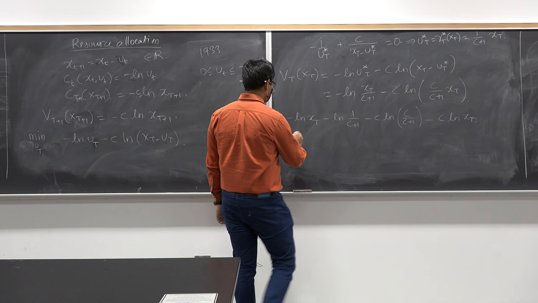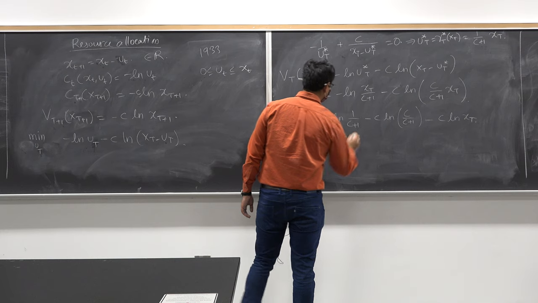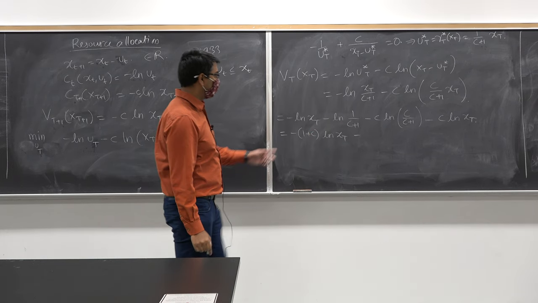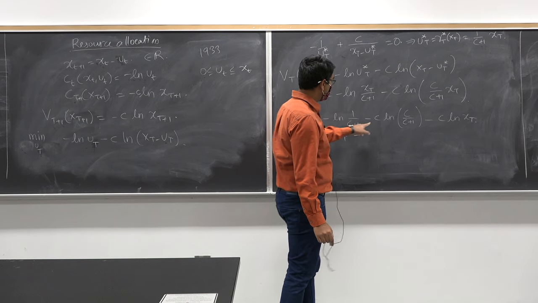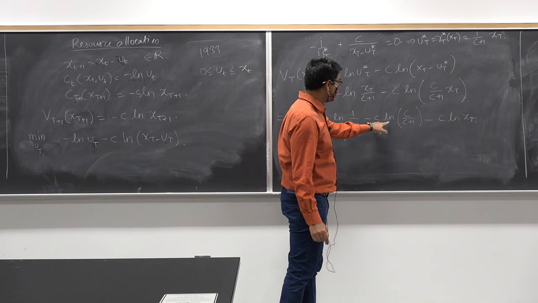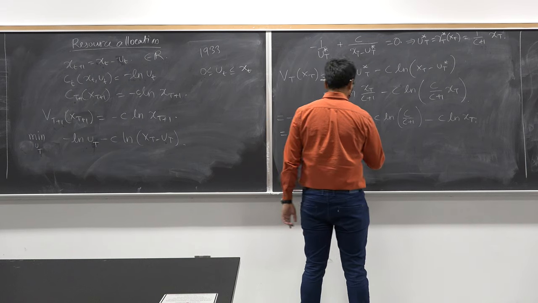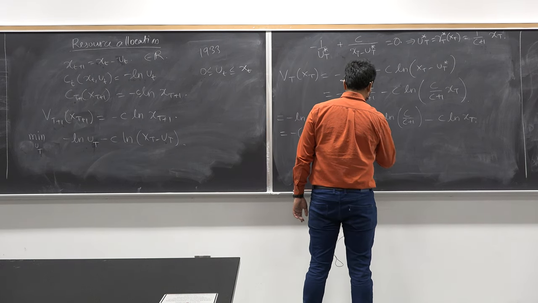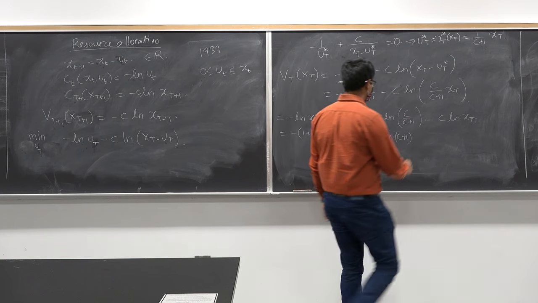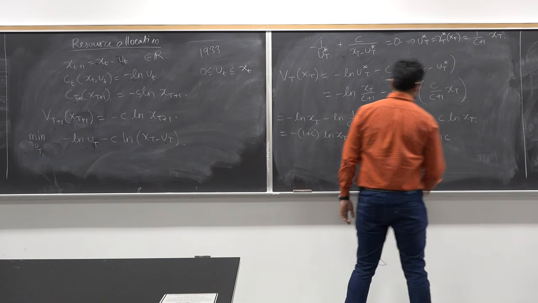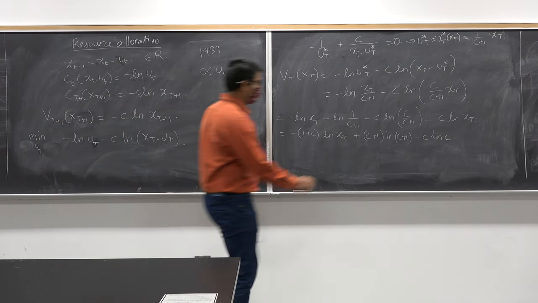What does this give me? Minus 1 plus c log x_t, and then I have these two terms: log of 1 over c plus 1, so this is log of c plus 1, and this is c log of c plus 1. So c plus 1 times log of c plus 1, and then minus c log c. And this is a constant.